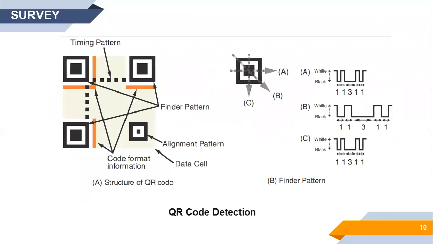So the next one is the same, a different pattern. So this is the alignment pattern. Inside the alignment pattern, we see what the data is; it is used for the data cell. Next one is the code information. It holds the data, that is, the timing pattern.